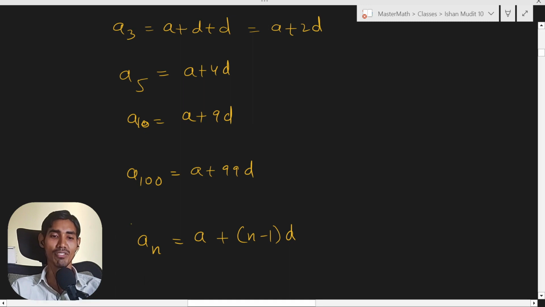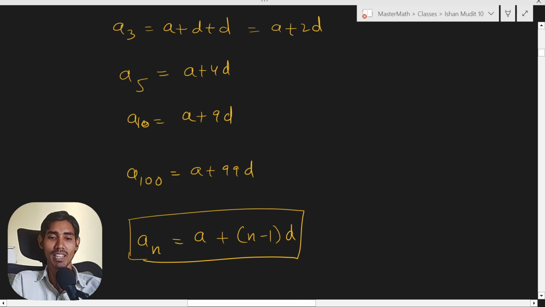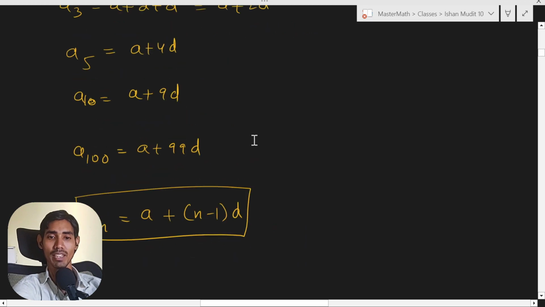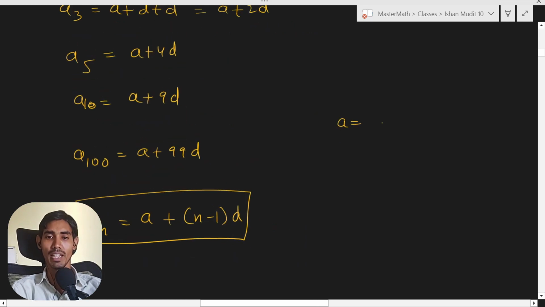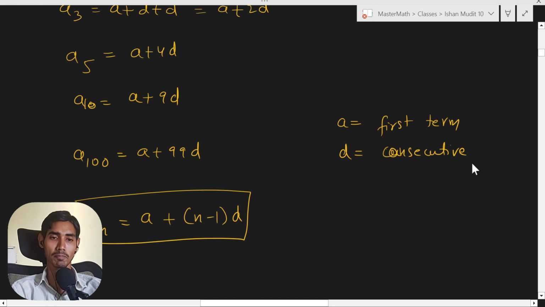Okay. Now this is our first identity for this chapter, and we'll give some time to discuss what AN and D are. I'll just brush it once again. So A is the first term. Please note all these things. I would come to this again and again, and these are the confusing things. A is the first term. D is the common difference, the consecutive difference. You can remember it like this.